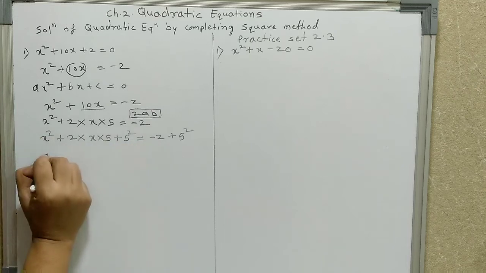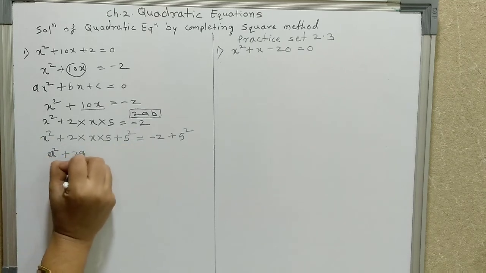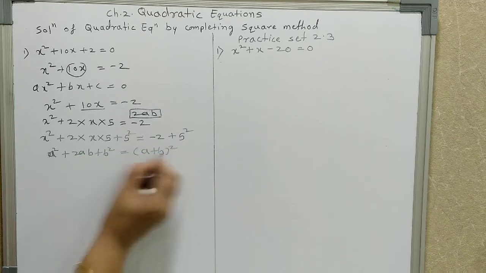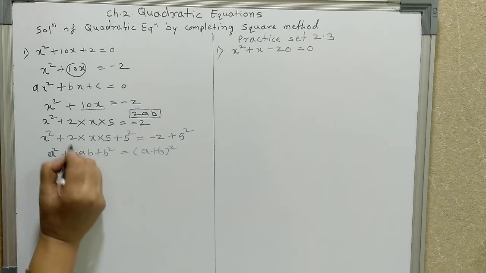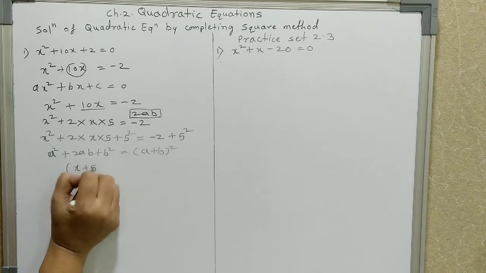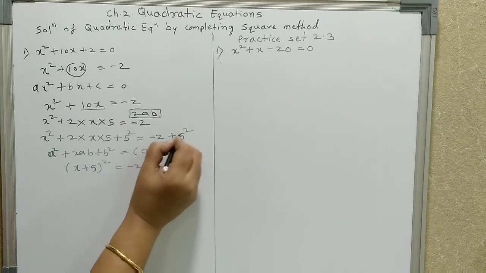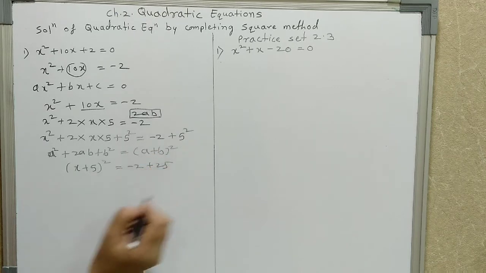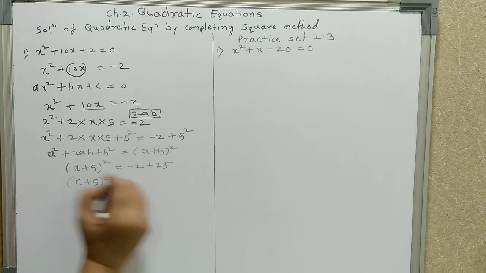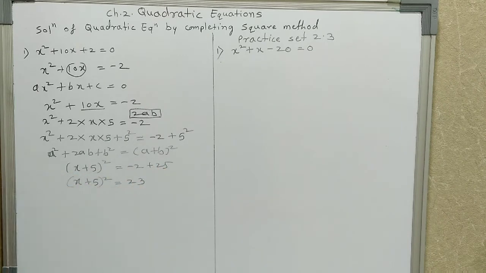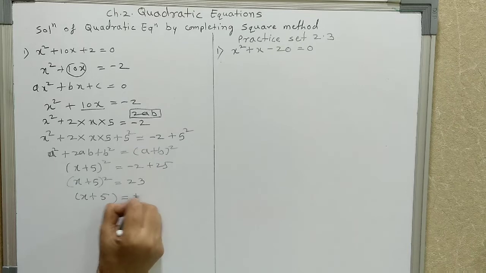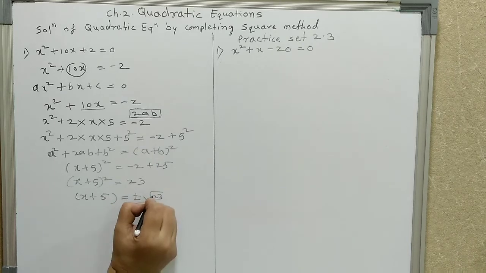This is in the form of a² + 2ab + b² = (a + b)². This is the expansion: this is a², this is 2ab, and b². So we form (x + 5)² = -2 + 25. Since 5² is 25, (x + 5)² = 23. Now taking the square root on both sides, x + 5 = ±√23.